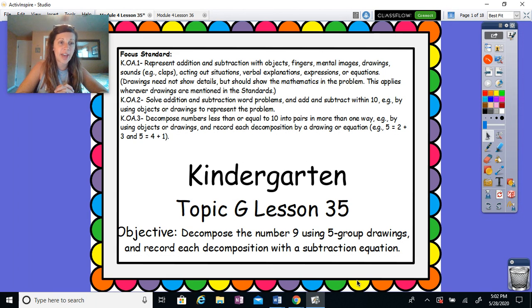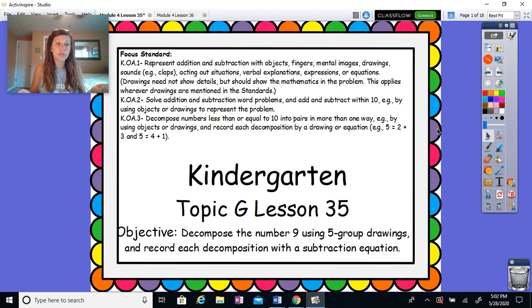We're doing lesson 35 today, and we're going back to practicing subtraction. So we've kind of been mixing it up lately, but today we're going to revisit subtraction. So let's read our objective. I can decompose the number 9 using 5 group drawings and record each decomposition with a subtraction equation. So we're taking the number 9 and we're going to be decomposing it, which means we're taking it apart. We're showing the different ways to make 9. So 9 is always going to be our whole for today.